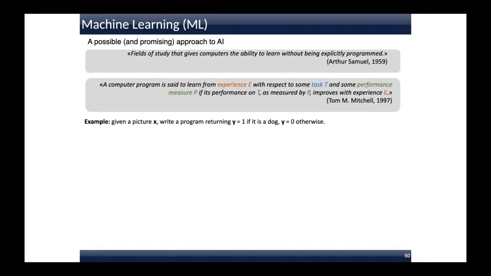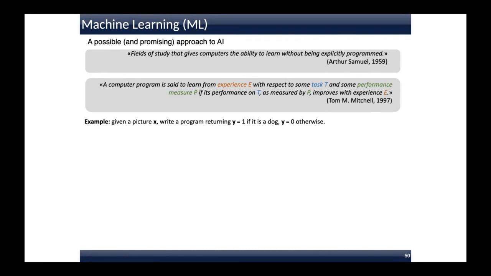Well, this is a very classical example, I'd say a very simple example, right? Given a picture X, write a program returning Y equal to 1 if the picture is the picture of a dog, or 0 otherwise, right? Very simple task. You have a picture, and you have to say whether or not this is a dog.